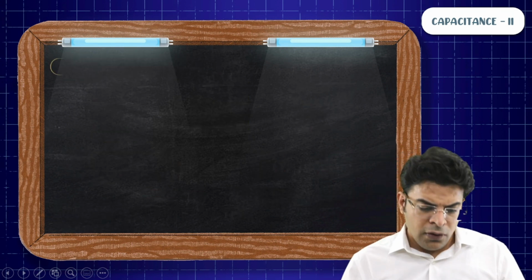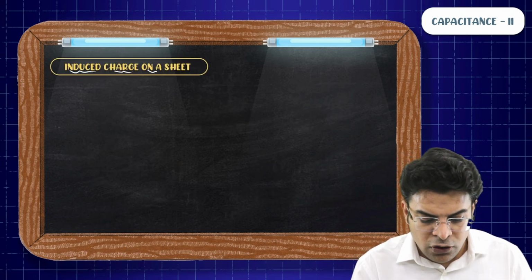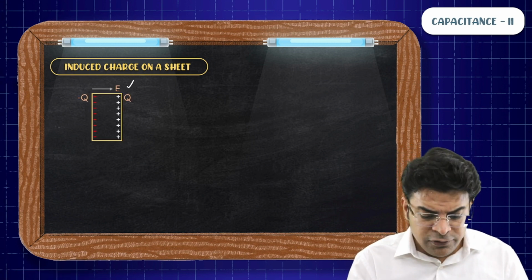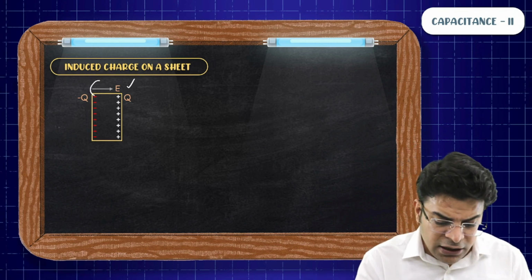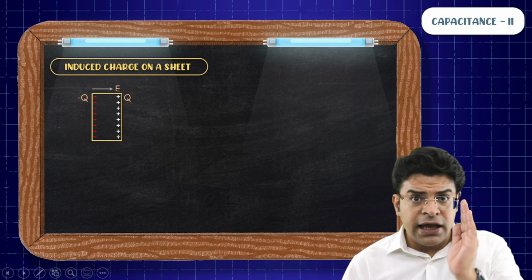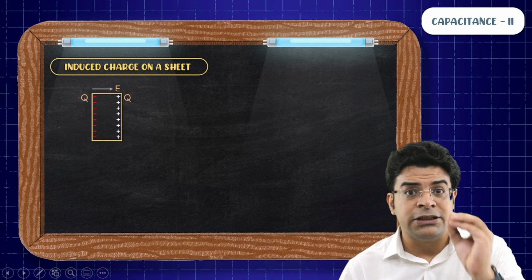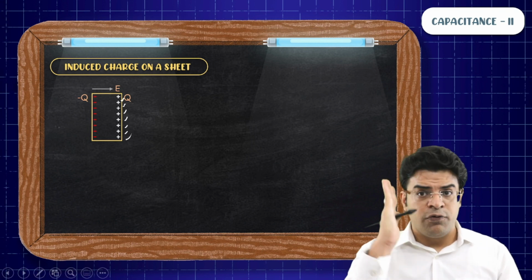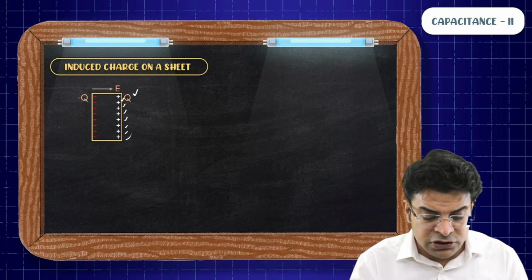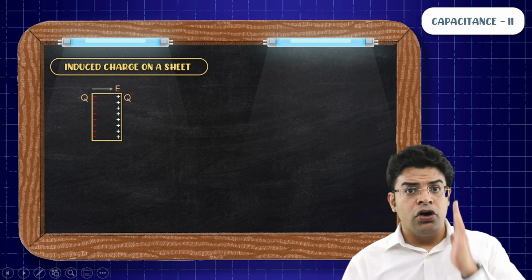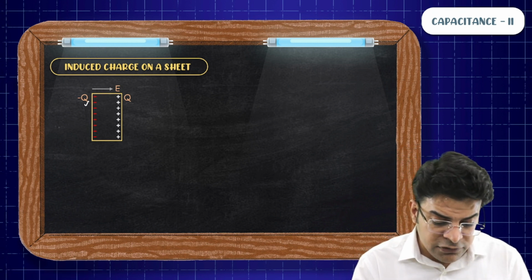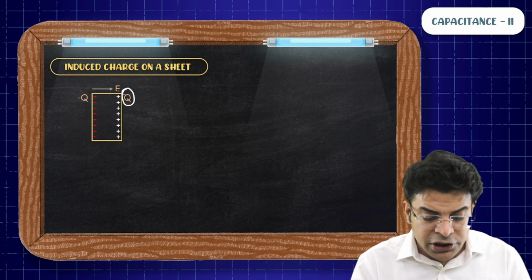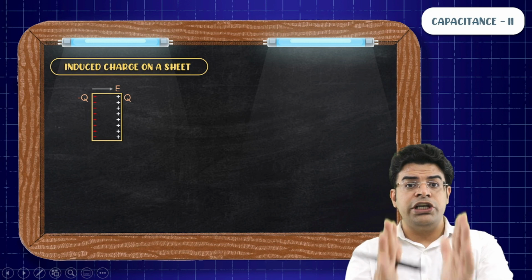So now let's talk about induced charges on a sheet. Sir, what is the meaning of this? We have learned till now that if we place a dielectric in an external electric field, in the direction of the field the positive charges experience a force. So let's say on this surface of the sheet, we get a positive charge accumulation plus Q, and on the opposite surface, we get a negative charge accumulation minus Q. Our mission is to find the magnitude of this Q, assuming the sheet to be infinitely large.